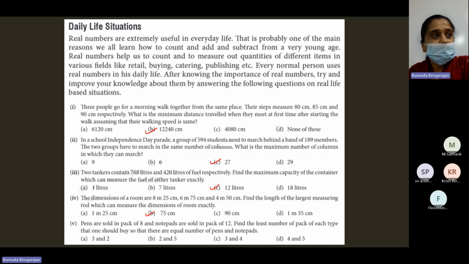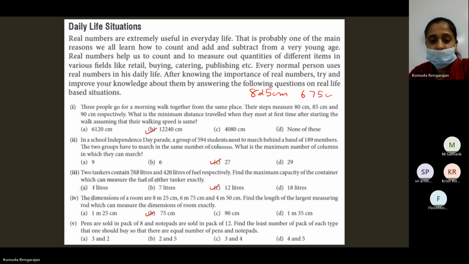So 8 meters 25 centimeters. Convert that to centimeters, so it will be 825 centimeters. Then 675 centimeters. Then 450 centimeters. And find the HCF. The last one?